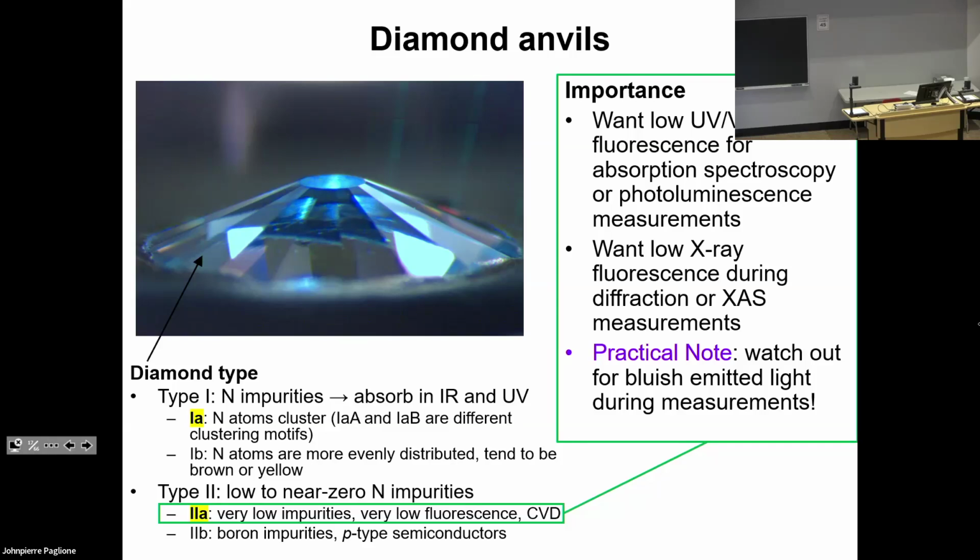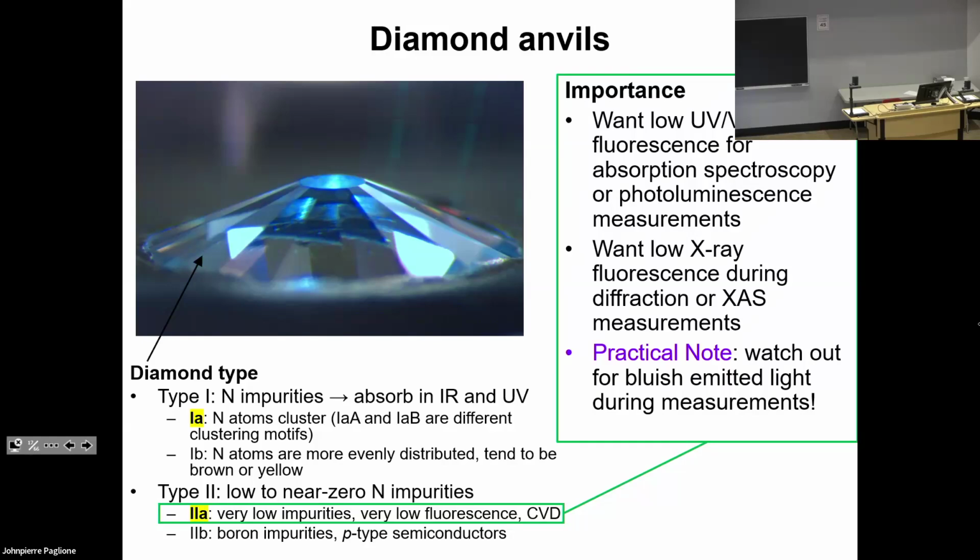These are the general types of diamond overall that really just speak to what impurities there are in these diamonds. So for example, in type 1 diamonds, nitrogen impurities are the primary impurity, and types 1A and B are about how those nitrogen atoms are clustering. And then type 2 have very few nitrogen impurities, but they can have boron impurities that are even semiconducting diamonds, so you might not necessarily want to use that for a conductivity measurement.